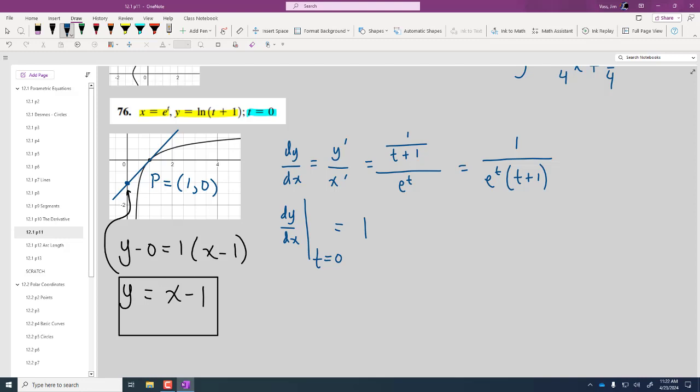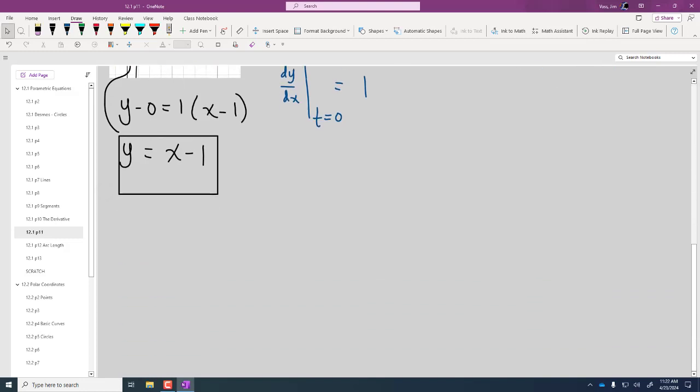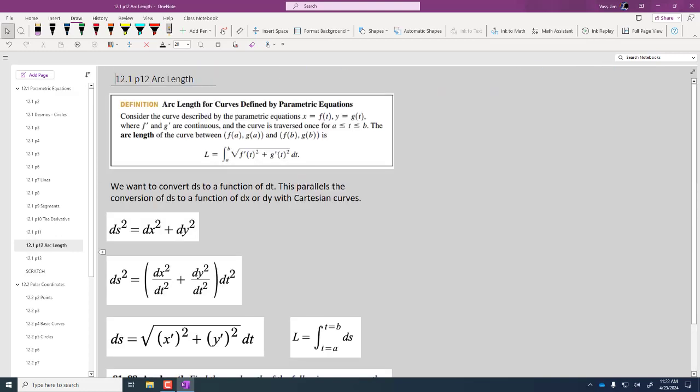Any piece of that that's not logical, or that you're not sure about? Okay, so sort of back to Calc 1 with parametric curves. Let's do arc length.